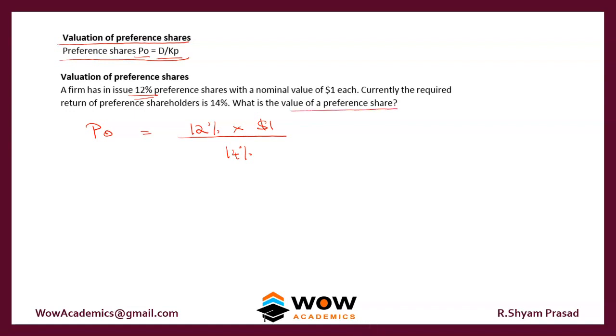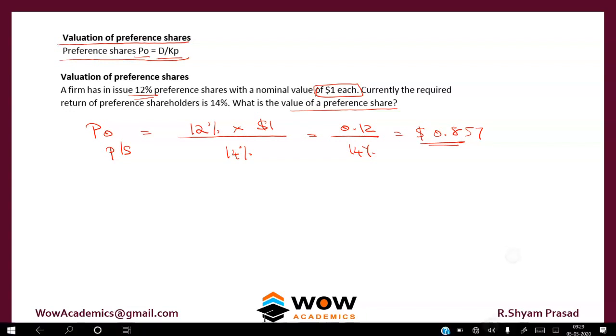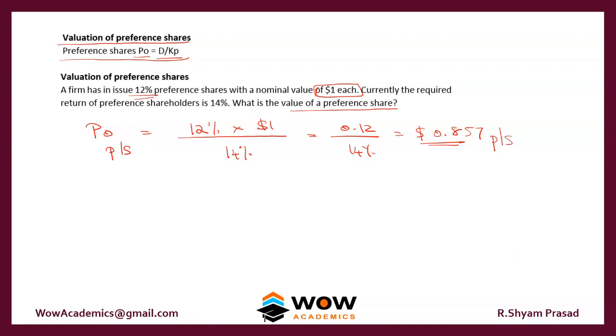As the $1 is a single share's rate, the value that we'll get is also a single share's value. So when we solve this, we get 0.857. So that is the value of the preference share. This is a per share value, not the value for the entire company. So that's about the valuation of preference shares.